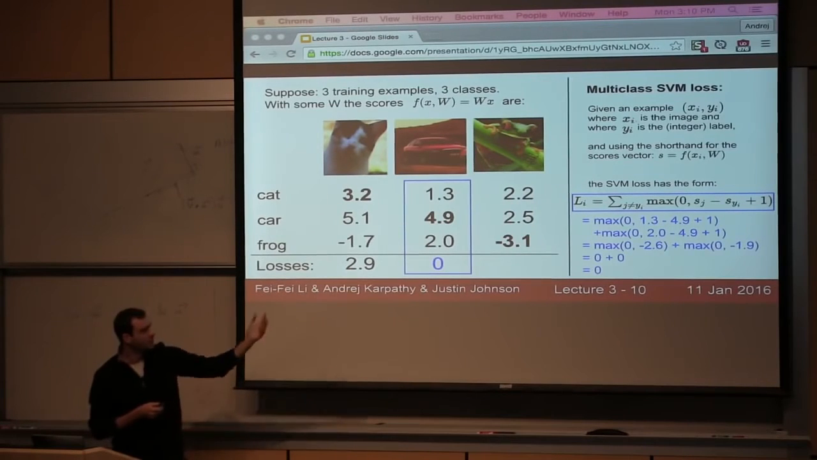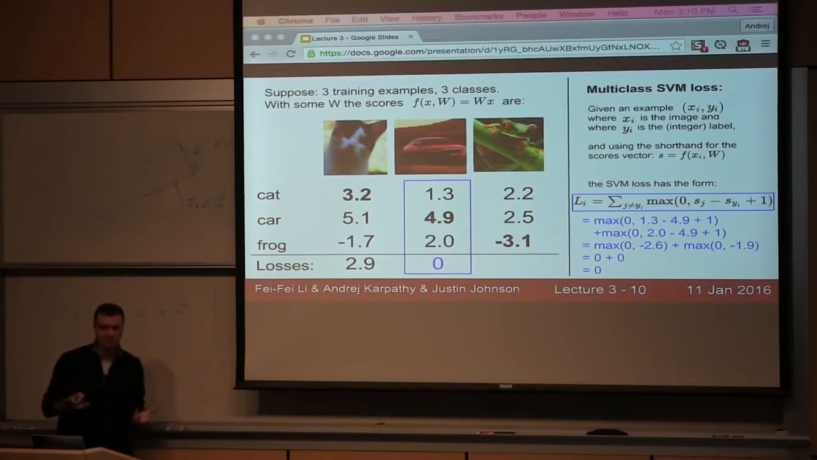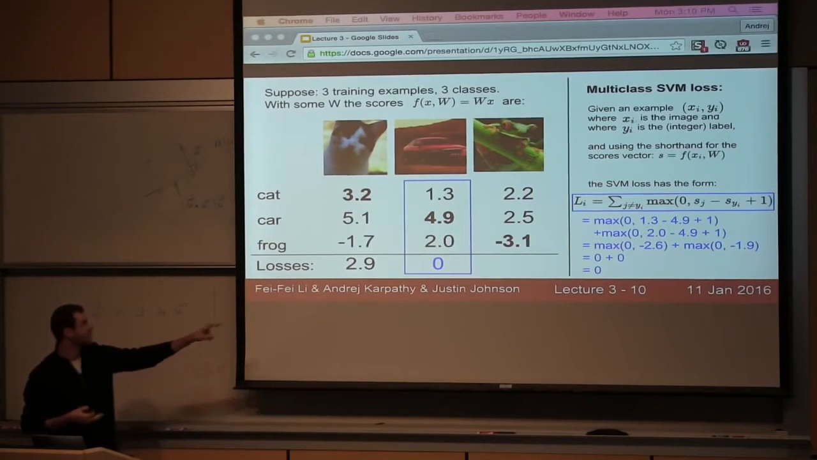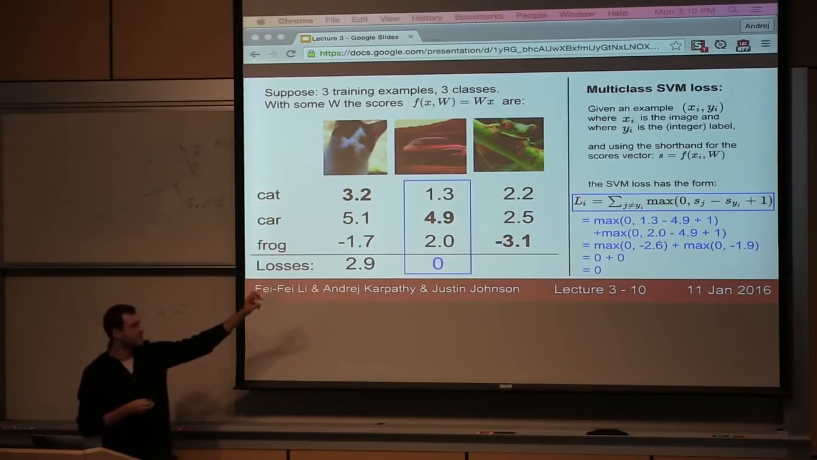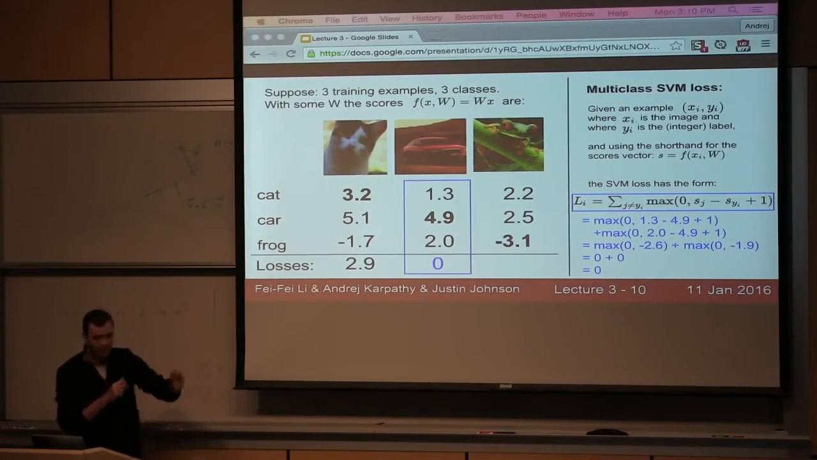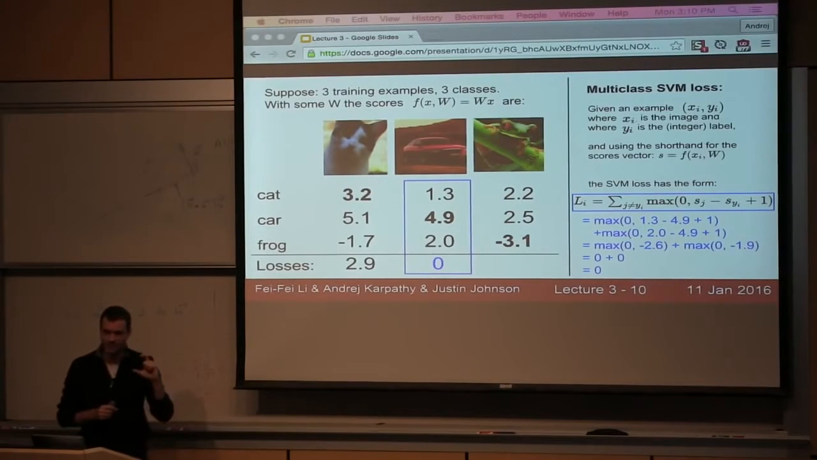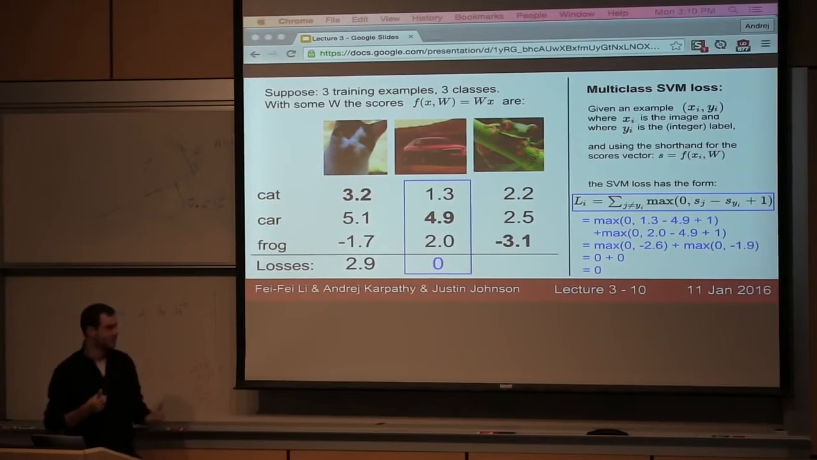So we get 1.3 minus 4.9, add a safety margin, and the same for the other class. So when you plug it in, you actually end up with a loss of 0. And the loss of 0 intuitively is because the car score is higher than all the other scores for that image by at least 1. That's why we got 0 loss. The constraint was satisfied, and so we get 0 loss.